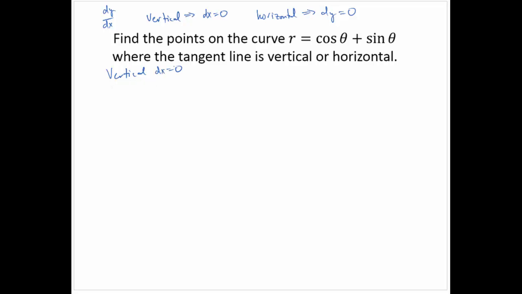Well, that's dx/d theta. So where's dx/d theta equal to 0? Remember, from what we saw in the previous couple of slides, dx/d theta is dr/d theta cosine theta minus r sine theta. And we want that to equal 0.